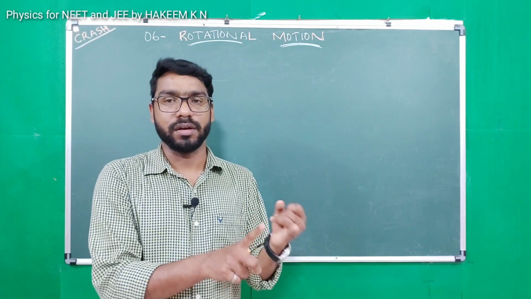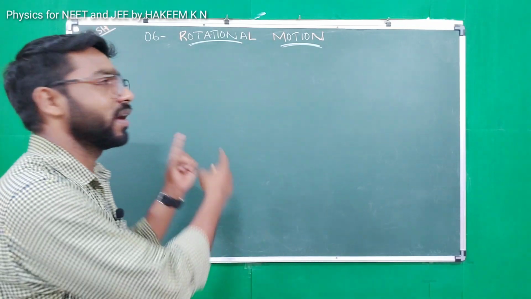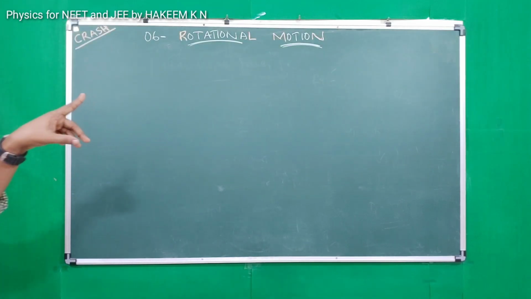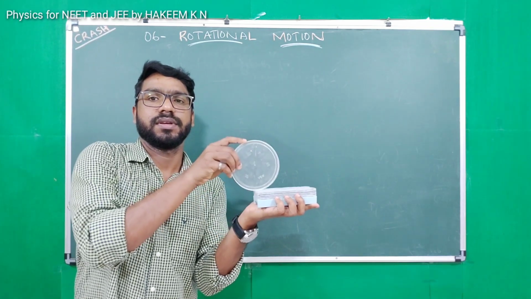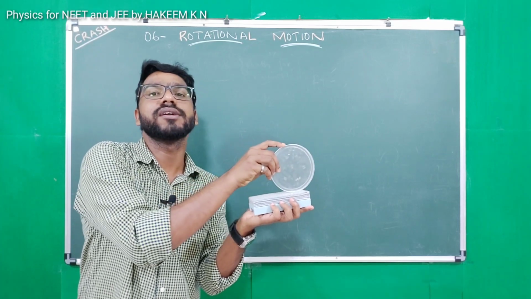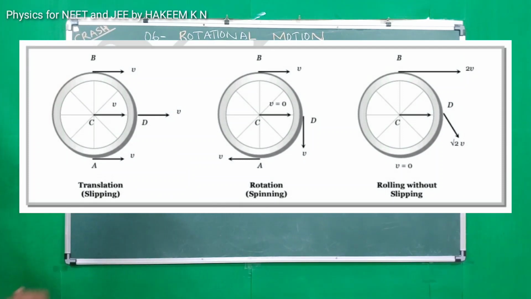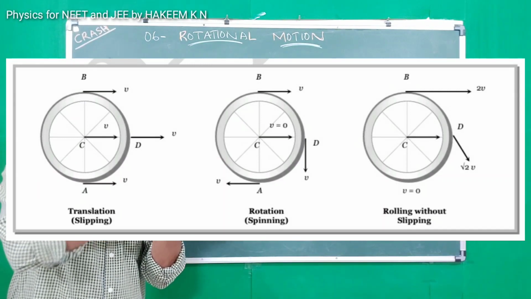We are going to compare rolling, slipping and spinning. You just see the diagram, then I will explain. In the first diagram, translation, slipping is given. The wheel moves linearly on the surface. It is called slipping, that is only translational motion. Then you can see velocity of any point of the wheel is same, that is v, at A, B, C and D. Second wheel is in rotation or spinning.